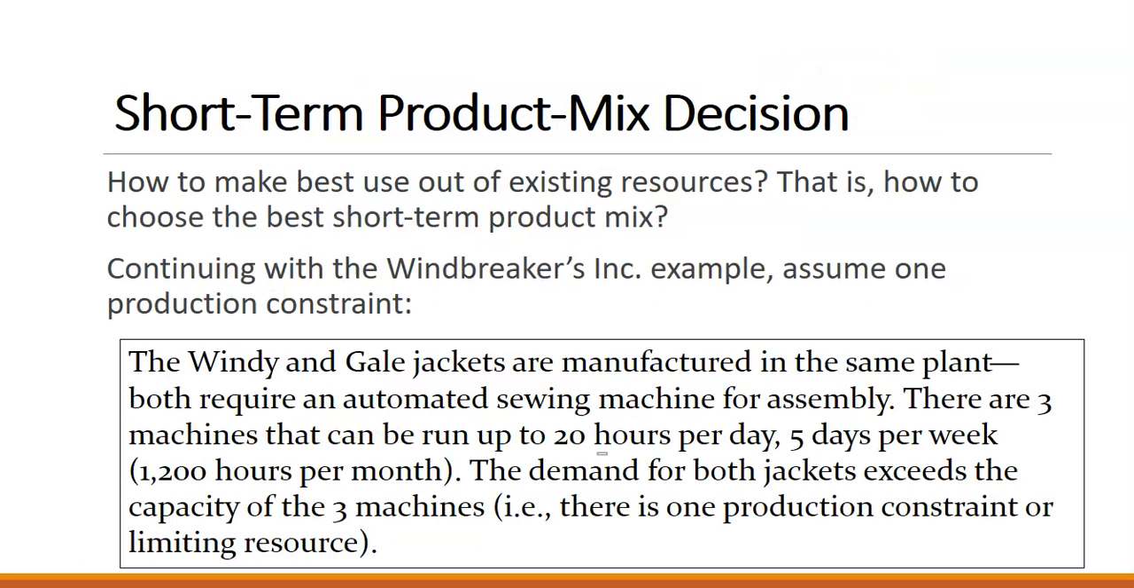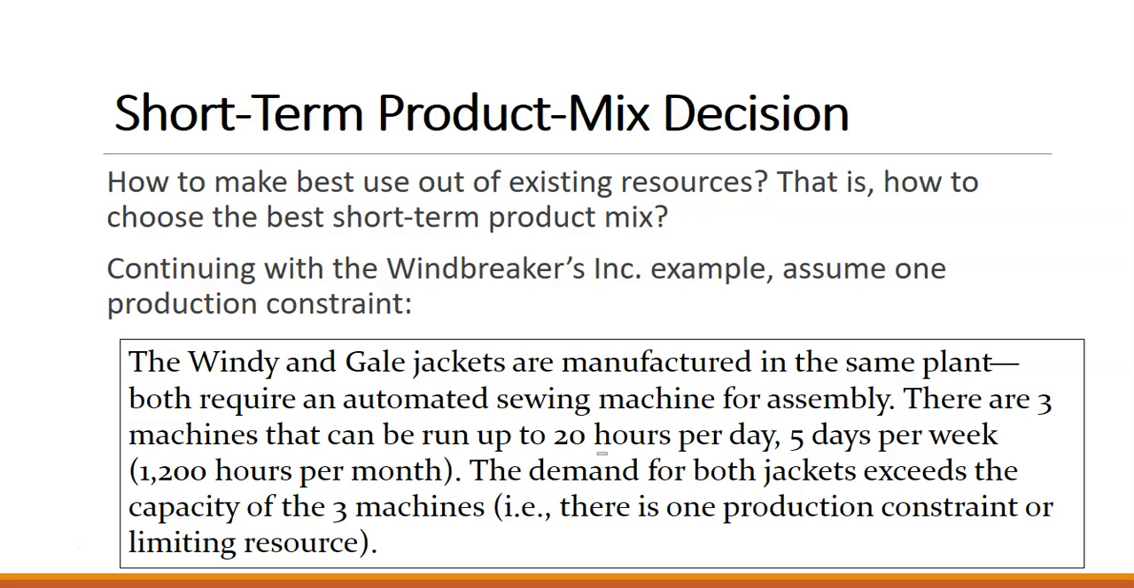For a short-term product mix decision, we want to make the best use of our existing resources, especially if we have a production constraint. So in this example, we go back to the jacket. So we have the Windy and the Gale jackets are manufactured in the same plant. They both require a sewing machine.